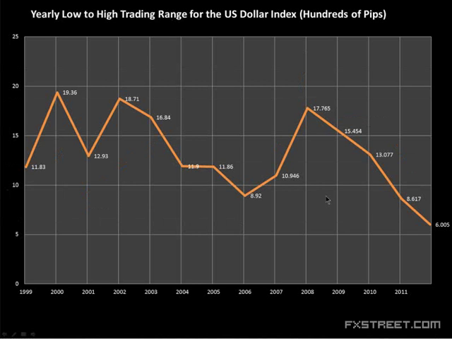Take a look at the dollar index. If you took a look at that basket of currencies, the range for this year is only 600 pips, or 6 points. This is in hundreds of pips here. That is the lowest trading range on record, going back to at least 1999. So the dollar index is also showing non-trending.